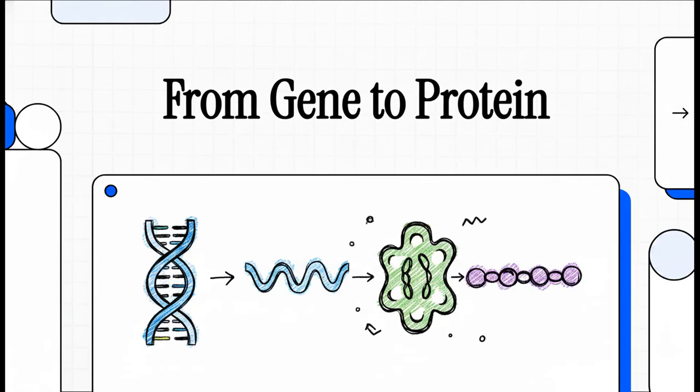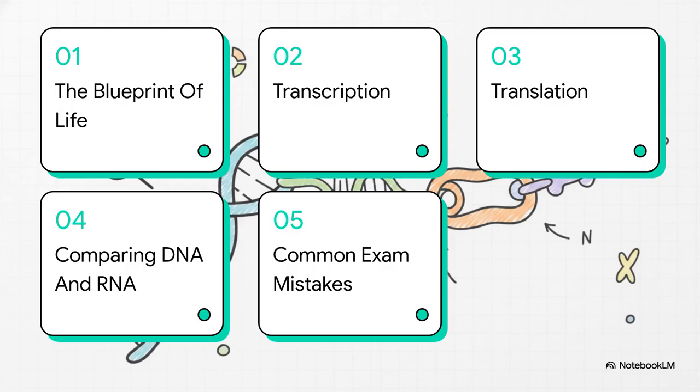Have you ever wondered exactly how the microscopic instructions locked inside your DNA actually turn into the physical proteins that make up your body? It's basically a biological recipe book, where every single page holds the secret to life's machinery. So let's dive into this explainer and unlock that recipe book, unraveling the central dogma of molecular biology from gene to protein. Here's our roadmap for today.